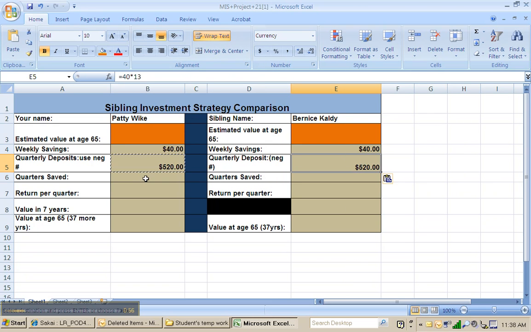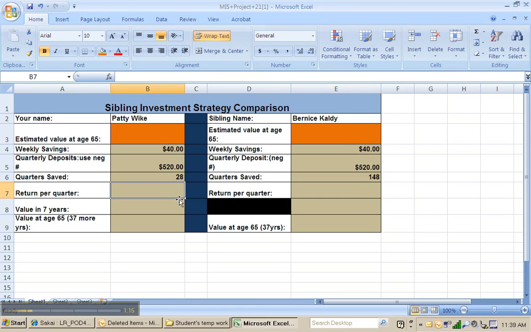And the quarters saved would be 7 years equals 7 times 4 quarters. You could do that in your head, of course. And then for my sister, it equals 37 years times 4 quarters.